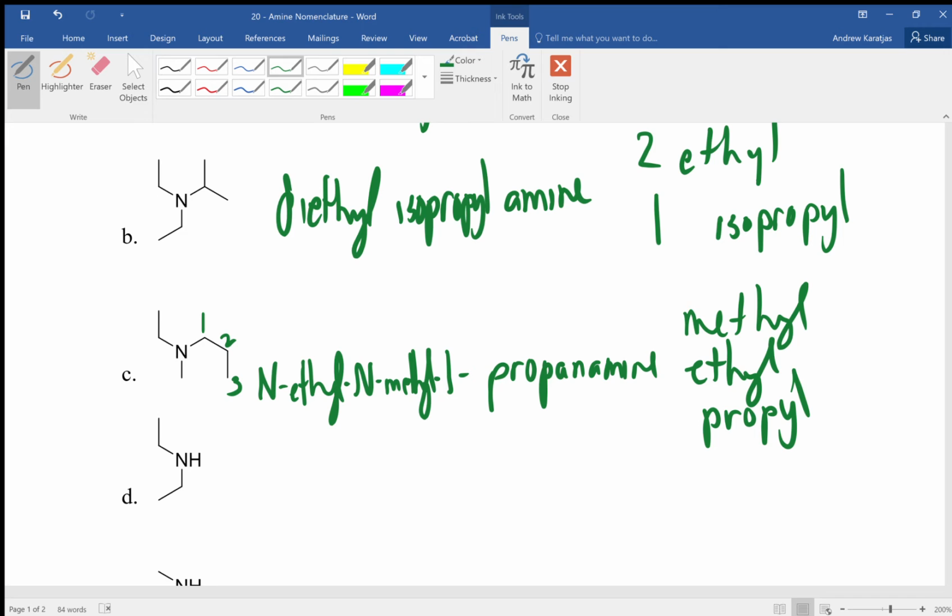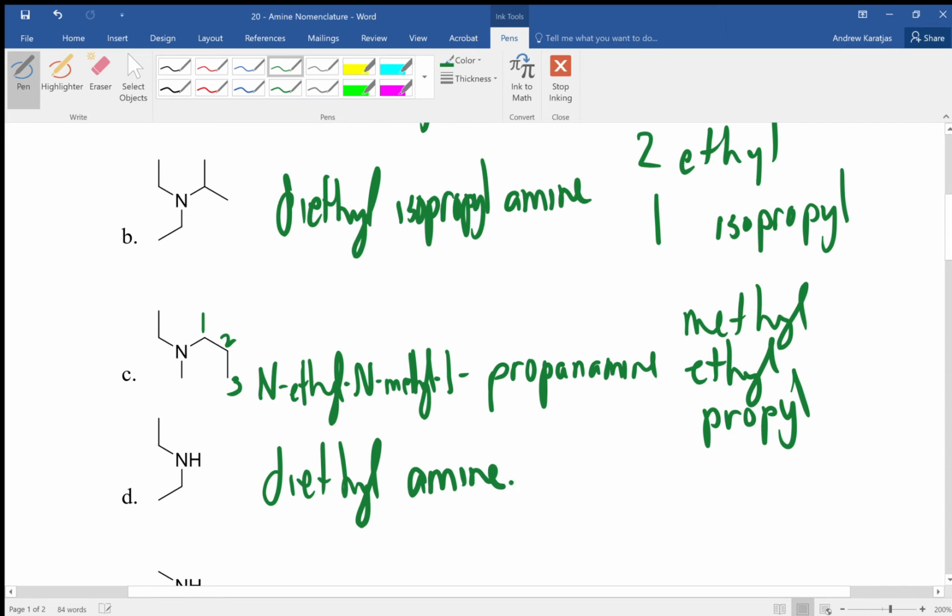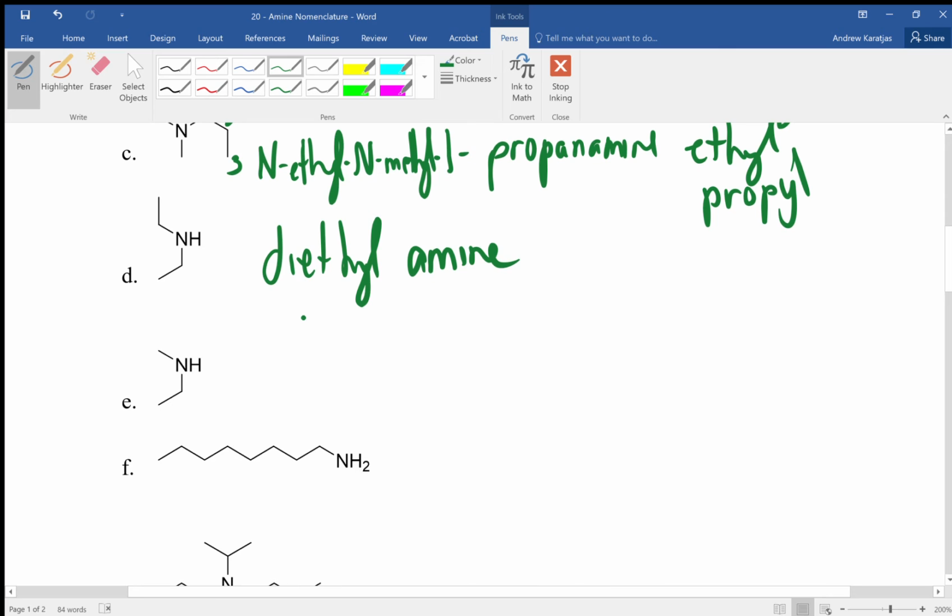Part D, just 2 ethyl groups again, diethylamine. Part E, ethyl and methyl. So again, we would use the common name with just 2 very simple groups.